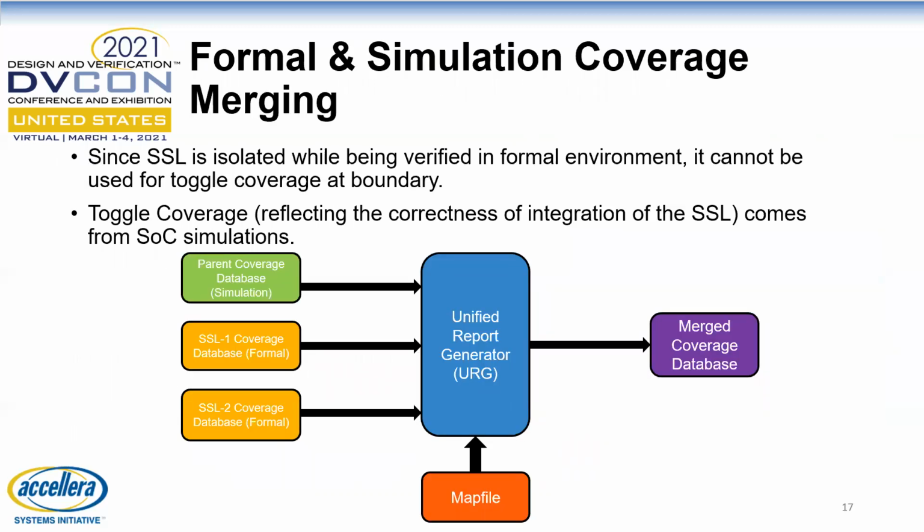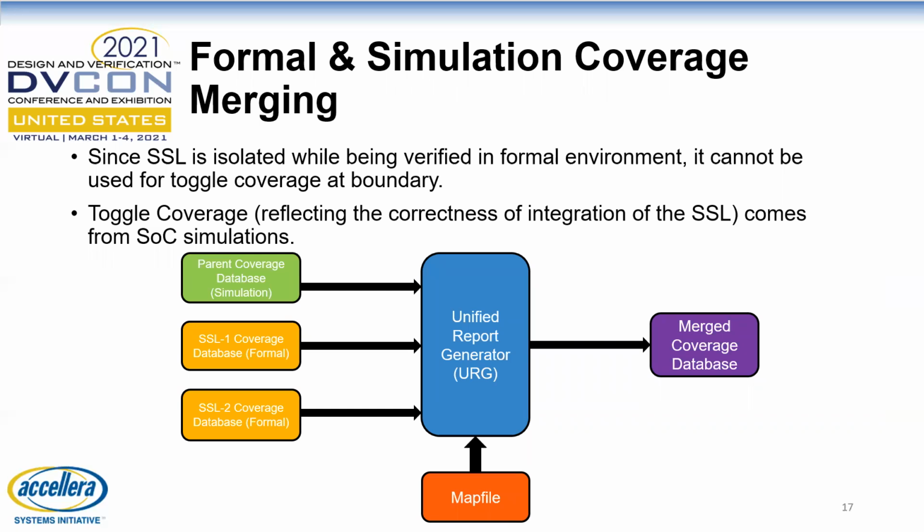Okay, so moving on to merging of formal and simulation coverage. In some cases, we intend to get coverage from both formal as well as simulation. In such cases, merging of coverage is important to make sure nothing is getting missed. For example, using the URG tool, we can merge the various coverage databases coming from simulation as well as formal to create the final merged database. There may be an optional requirement of a map file in case the hierarchies differ between the simulation and the formal database, because in formal we may be targeting the SSL in a standalone environment.